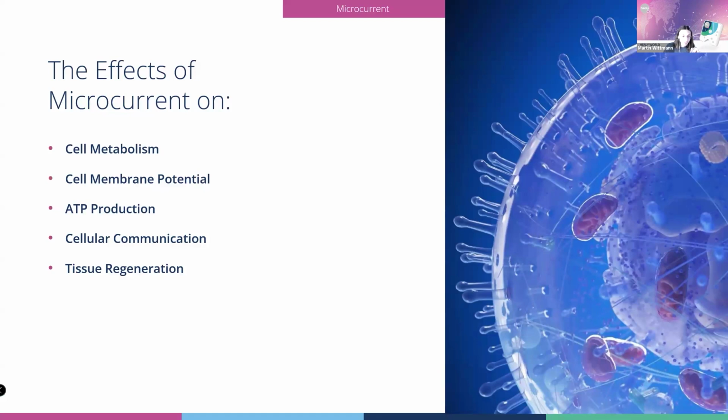Tissue regeneration is also quite fascinating because, for example, if you have a cut or a wound, then of course the current that goes through your skin usually doesn't go through anymore. So there's basically a disconnection of the current signaling in your cells. And if you apply microcurrent, you can put certain information back into this tissue that is actually not working anymore.